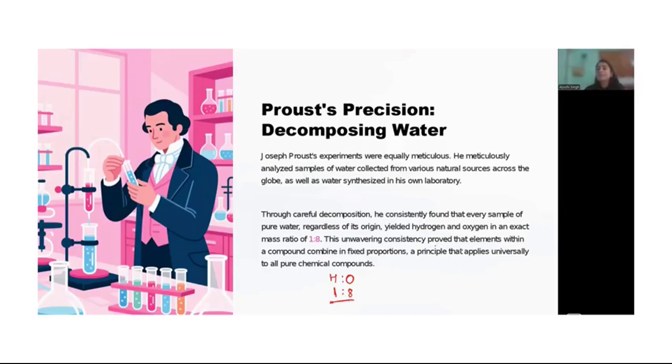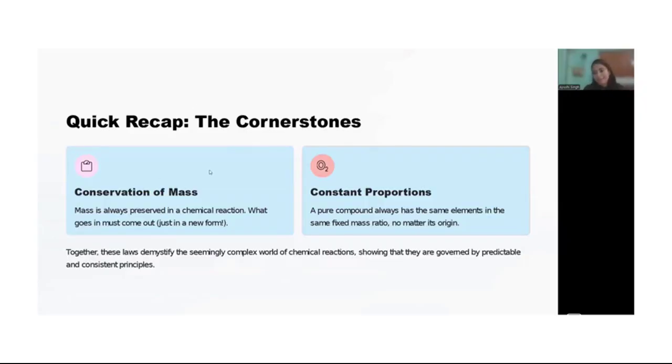And then he proved that elements within a compound combine in a very fixed proportion. It cannot be like 10 grams of hydrogen and maybe only 2 grams of oxygen. It will boil down to, let's say, 5:1. No, it can't be, right? So that is the case. Now, to summarize what we have studied so far: we have studied conservation of mass, and we have studied constant proportions, that the elements would be in the same ratio basically, right? So this is all we have studied so far.